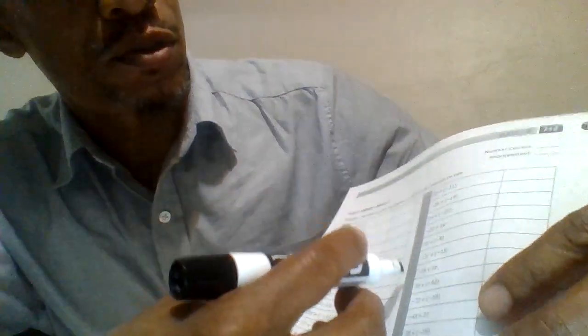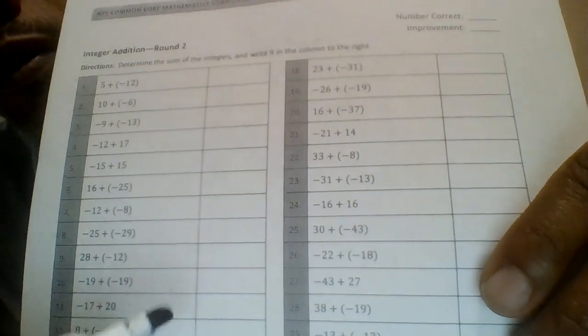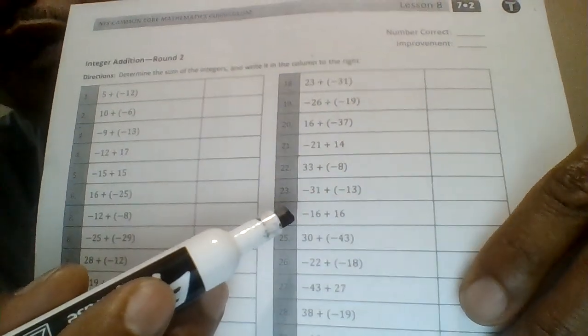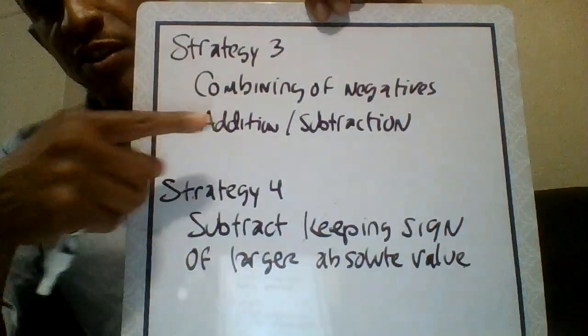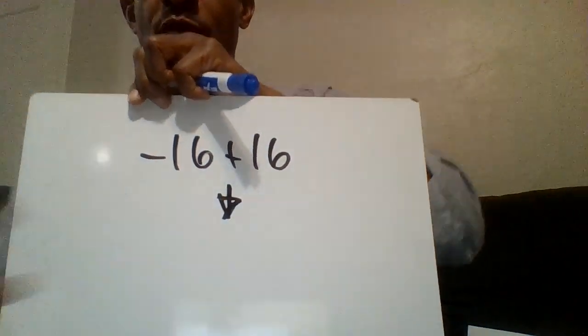You have number, where is it? Number 24. So let's see, number 24. With number 24, you have negative 16 plus 16. And remember what I said, the idea of just applying addition and subtraction sometimes. So we may have negative 16 plus 16, but we can change that. Remember, we can move these integer numbers around the way we feel like.